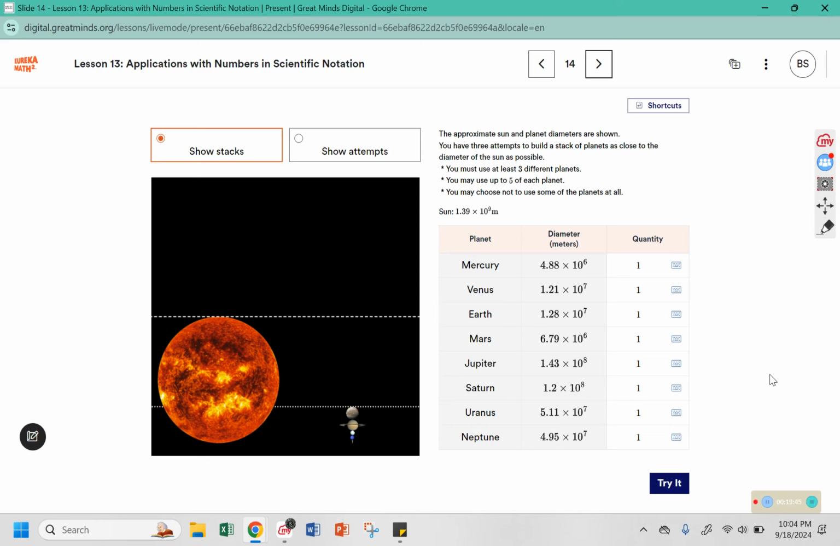Here it says the approximate sun and planet diameters are shown. You have 3 attempts to build a stack of planets as close to the diameter of the sun as possible. You must use at least 3 different planets. You may use up to 5 of each planet, and you may choose not to use some of the planets at all. So you don't have to use every planet, but you do need to use at least 3 different planets.